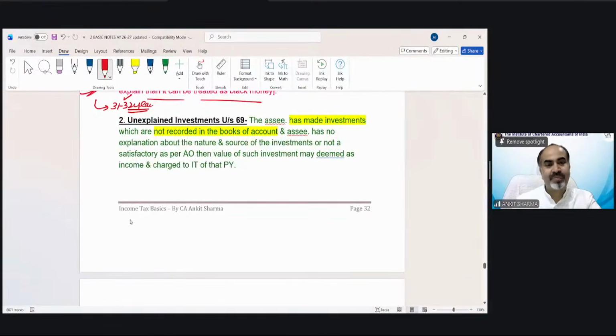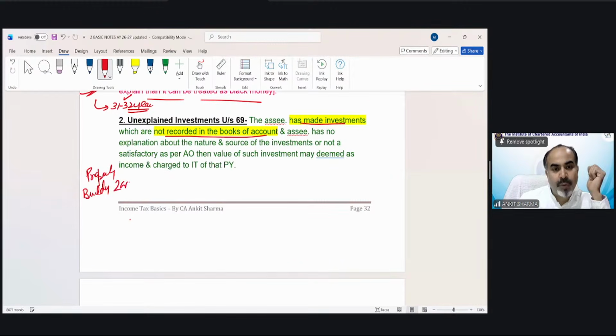Point number 2. Unexplained investment. Now, in the first point, there was an unexplained entry. Now there is unexplained investment. So the assessee has made investments which are not recorded in the books of accounts. Suppose the assessee has purchased a property, a building of 2 crore rupees, and the registry has been done on 10th October 25.